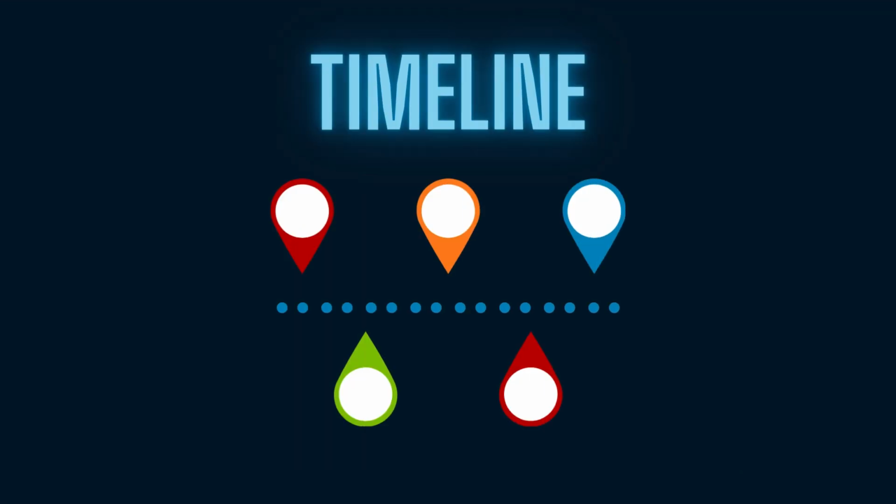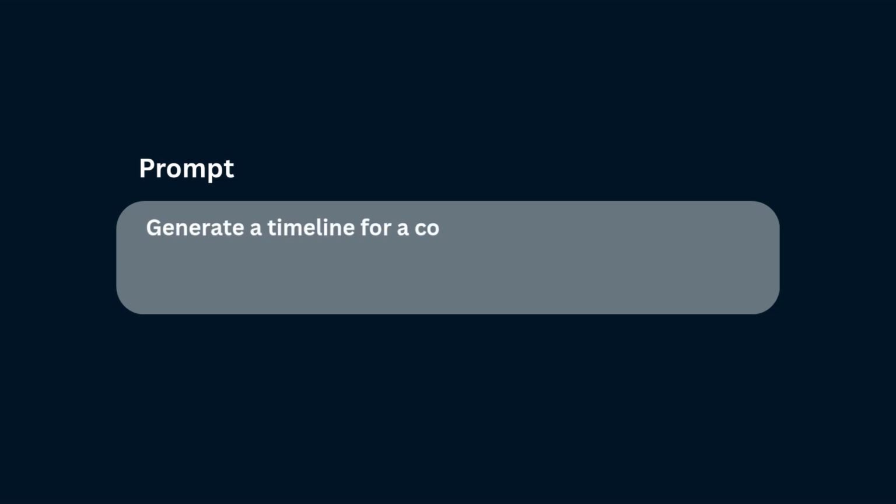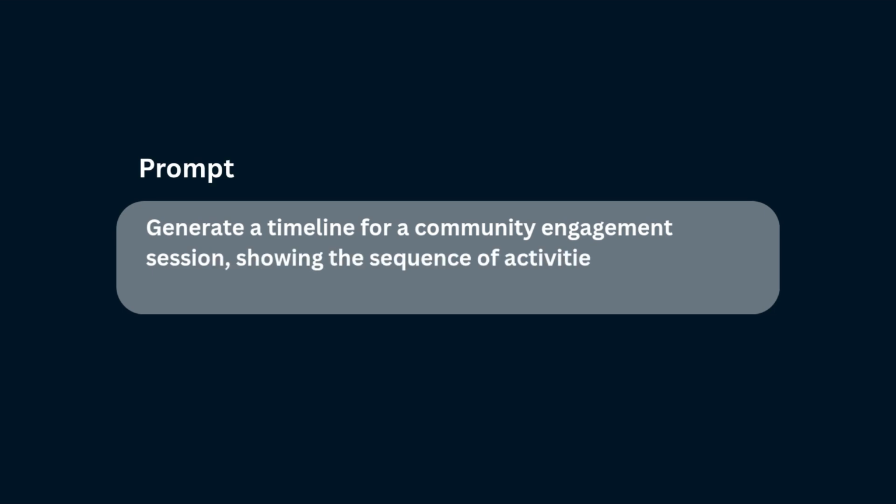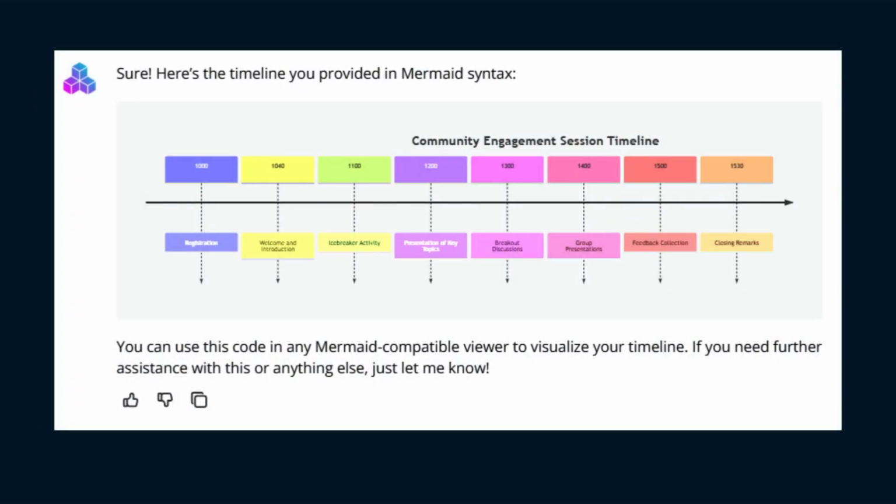The timeline diagram is perfect for mapping out the flow of an upcoming event, helping attendees know what to expect. For example, try prompting, generate a timeline for a community engagement session, showing the sequence of activities from registration to closing remarks. AIBots will produce a clear, time-based overview that can be shared ahead of the event to improve coordination and set expectations.